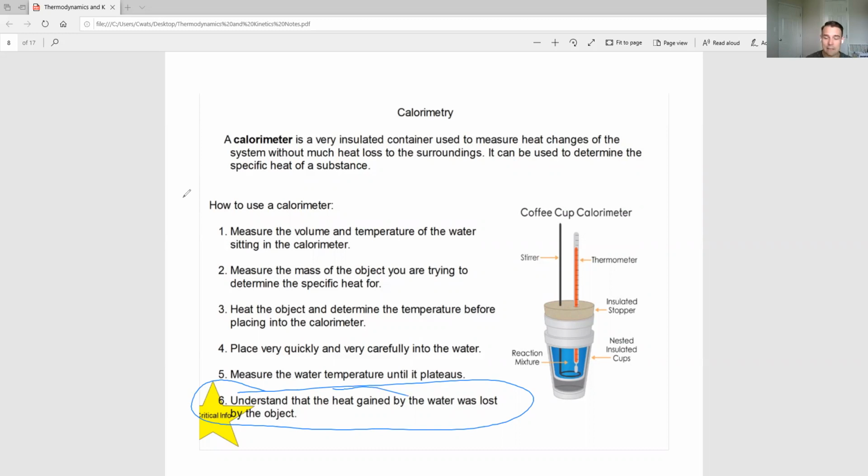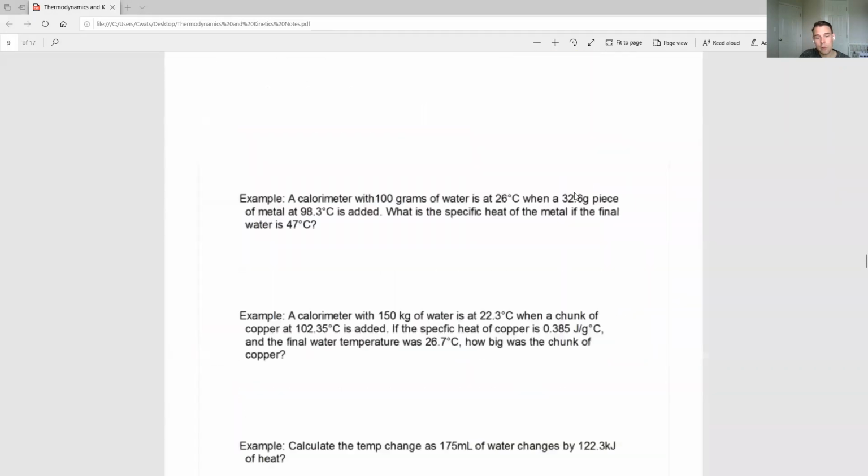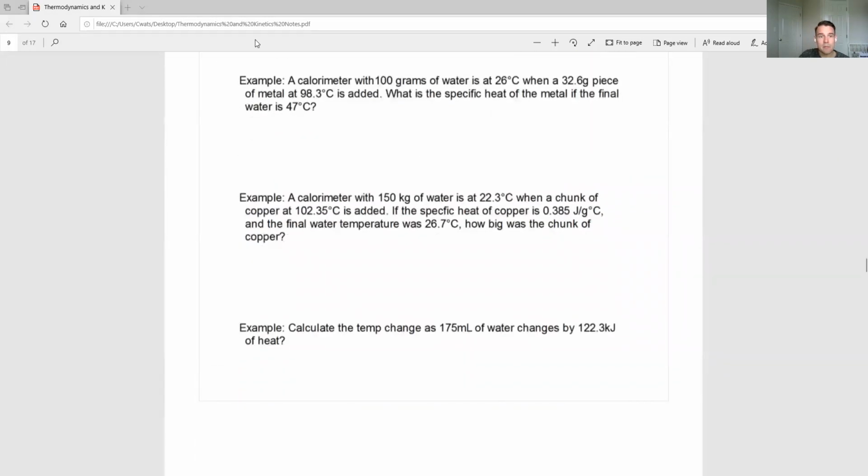That obviously is not true. If you take a piece of metal and you have to carry it through the air and put it into the water, you're going to lose some of that energy. Also, two coffee cups with a piece of cardboard on it are not going to hold in that heat very well. So we just assume that all of the energy goes. So let's look at some problems that we could possibly be doing with this.